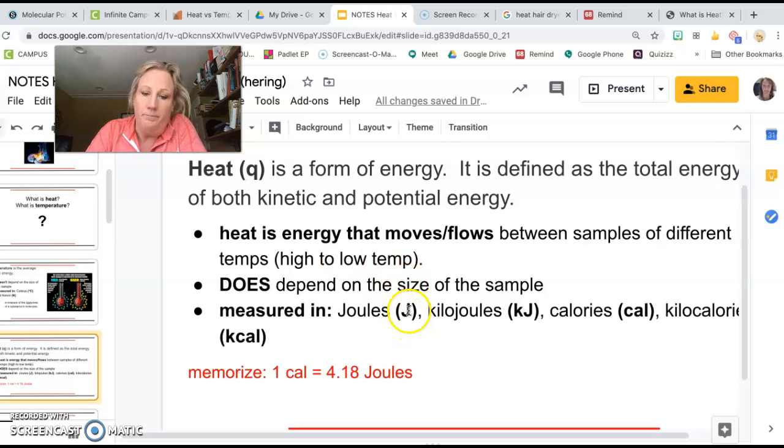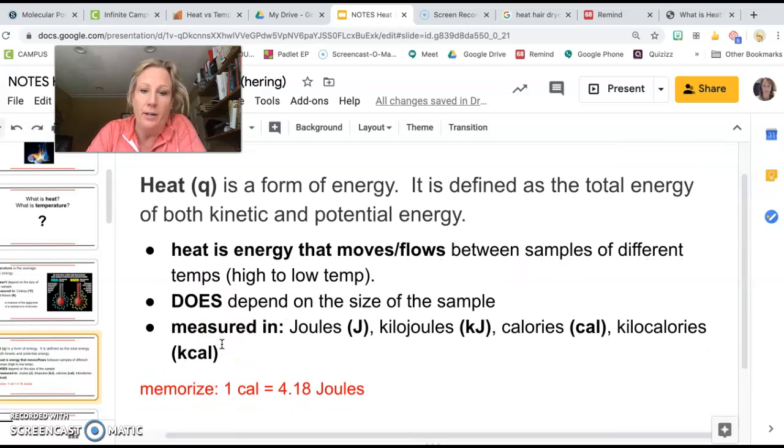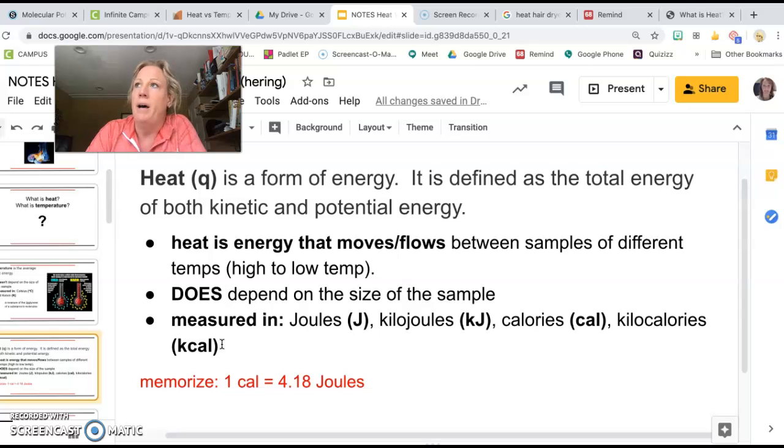So joules, and then there's 1,000 joules in a kilojoule. Calories are another energy unit, and we know that a kilocalorie would have 1,000 calories in it. And actually our food calories, like if you read on the box of pasta, I think it's 200 calories for a serving. It's really 200 kilocalories. Food calories are actually really kilocalories, but it doesn't really matter because everything is given in that notation.